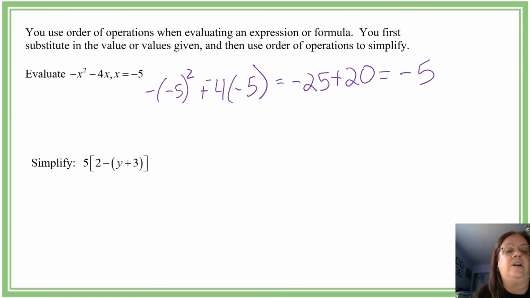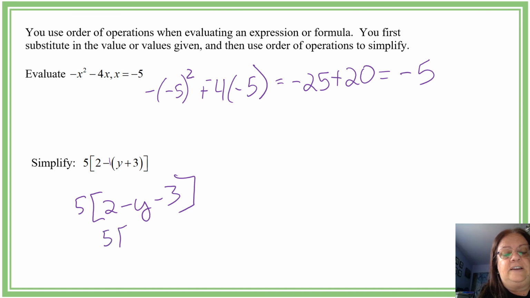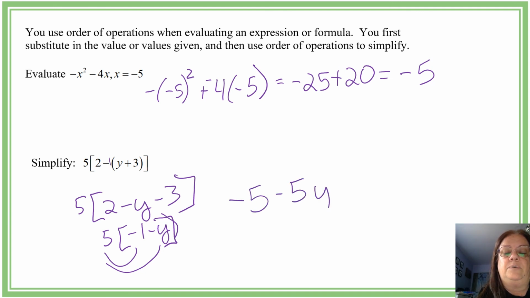All right, now we're not evaluating, we're simply simplifying. All right, so to get rid of the parentheses, I have to distribute the -1 in. There's a hidden 1 out here in front of the parenthesis. 5 times 2 minus y minus 3. Well, 2 and -3 give me a -1. So I have 5 times -1 minus y. Now I distribute the 5 in. I'm going to have -5 minus 5y.